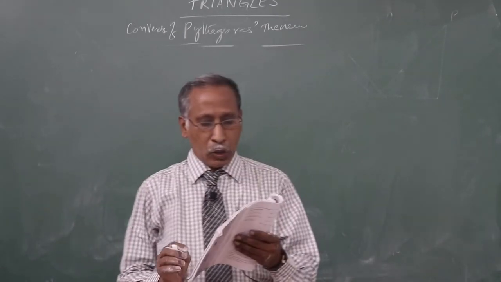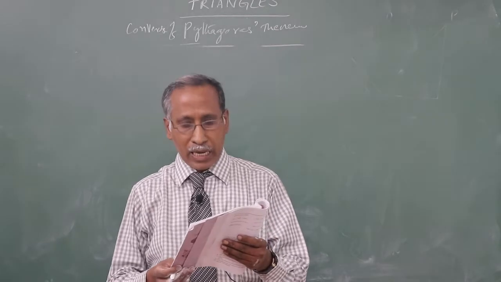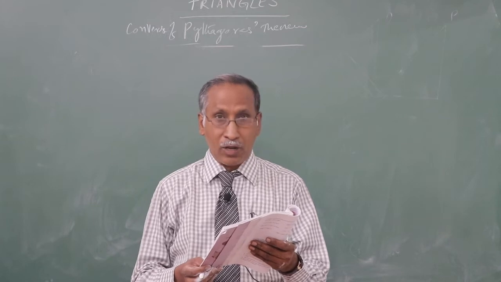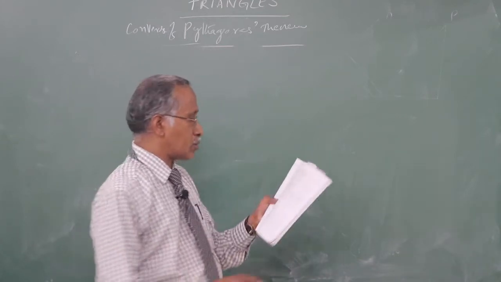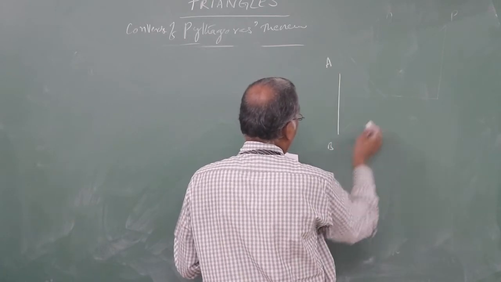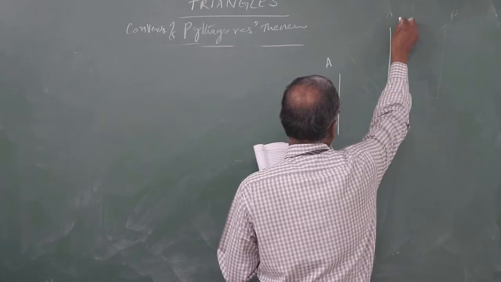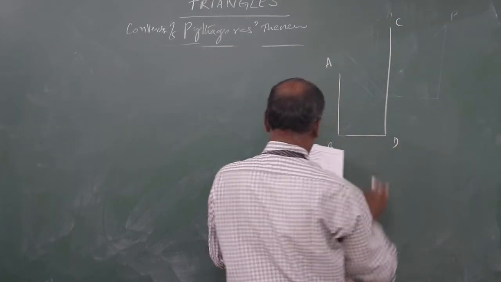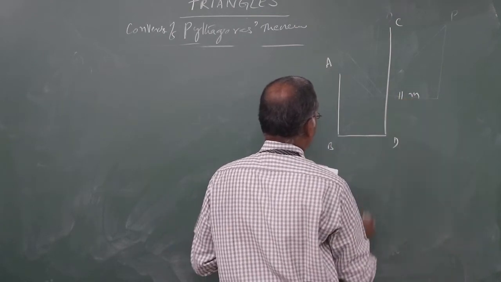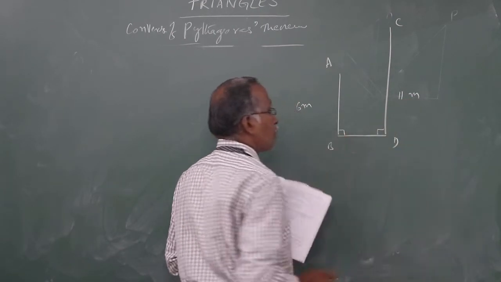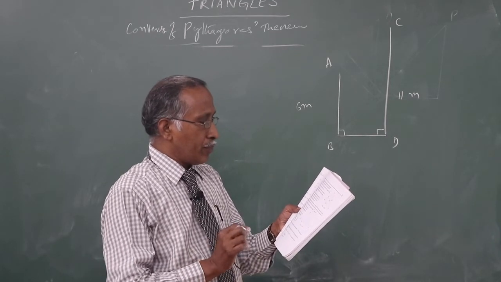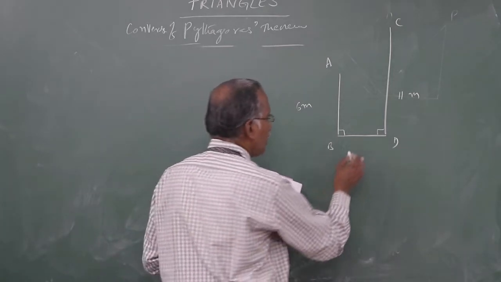Next, two poles of heights 6 meters and 11 meters stand on a plain ground. If the distance between the feet of the poles is 12 meters, find the distance between their tops. There are two poles, and they have given the heights. AB is one pole, CD is another vertical pole, with heights of 6 meters and 11 meters. Poles means they are perpendicular to the ground. The distance between the feet of these poles is 12 meters.